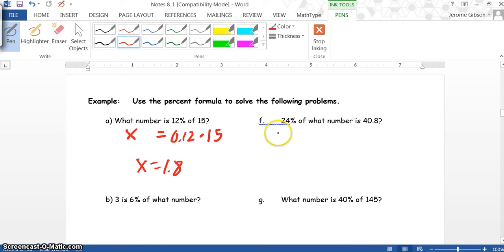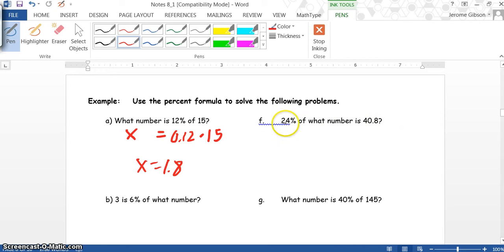Okay, class, picking up where we left off. Instead of using the percent formula that was given to us previously, I decided to go with the standard algebra way of solving this word problem here. So let's continue with that. We have F. 24% of what number is 40.8?